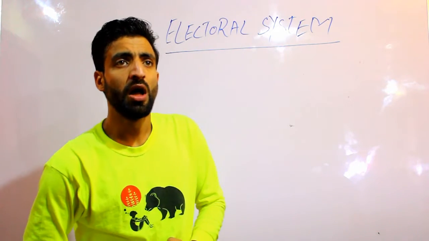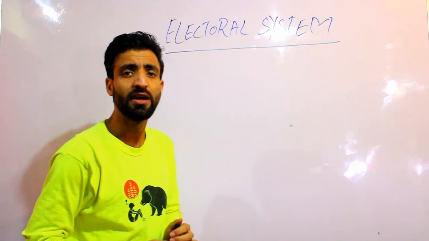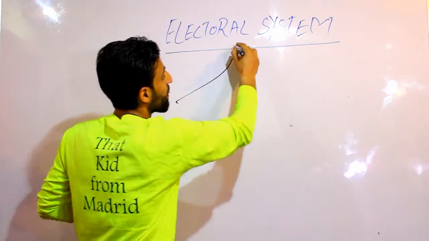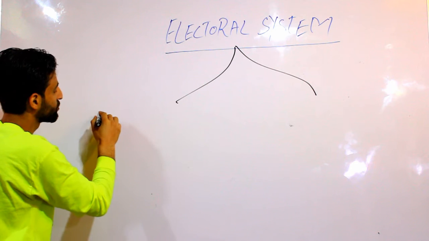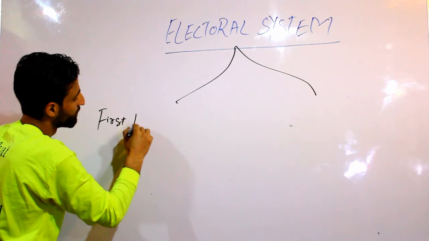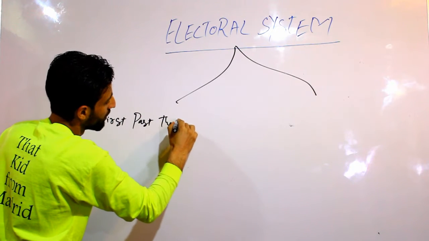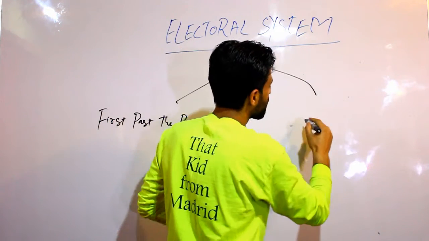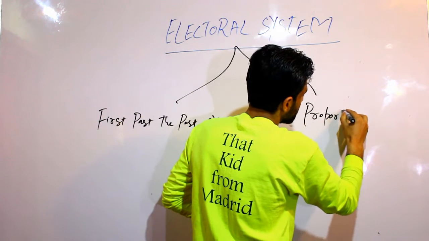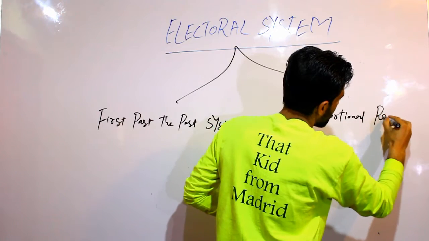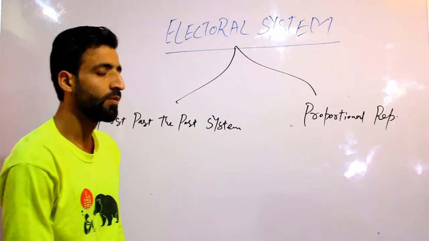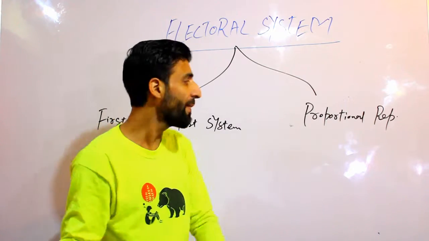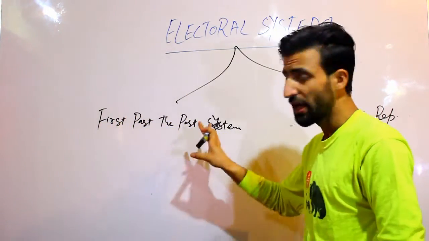My dears, there are various types of electoral system, and among the various types of electoral system, we will discuss two. One is first past the post system. And second is proportional representation. So these are the two types of electoral system. One is first past the post system and another is proportional representation. But today we will discuss only first past the post system.